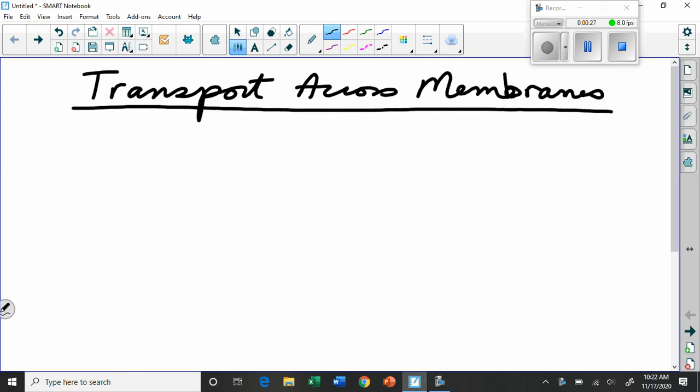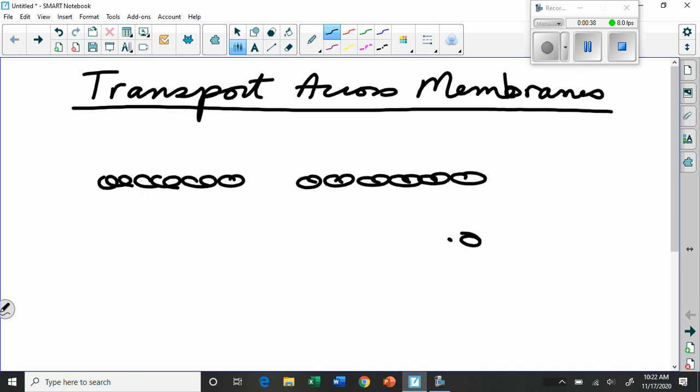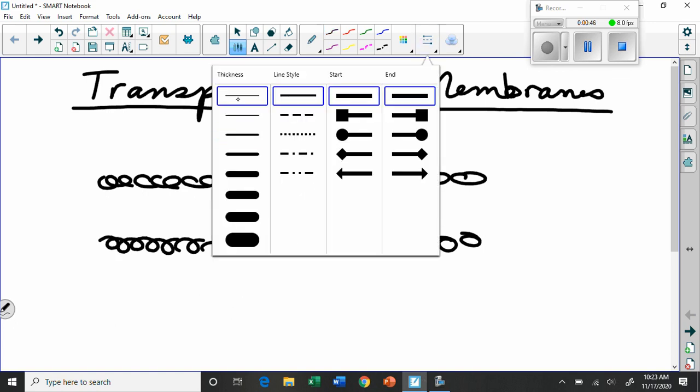So we've talked about the fluid mosaic model of the membrane. And what I'll do is I'll just draw a very quick sort of picture of it. Okay, these are the little circles. I'm drawing them very fast. This is not meant to be accurate diagrammatically. It's just meant to give us something to refer to as we talk.